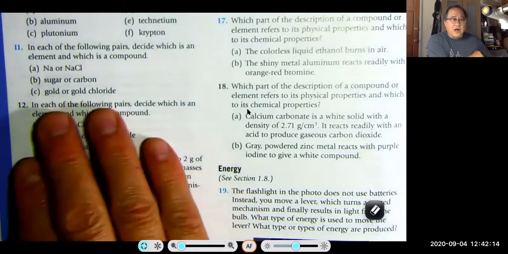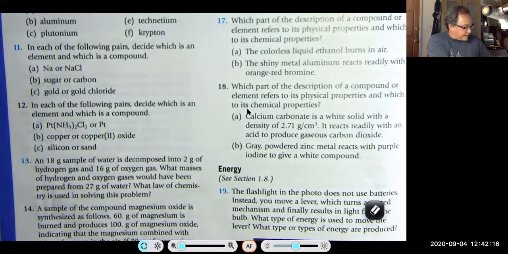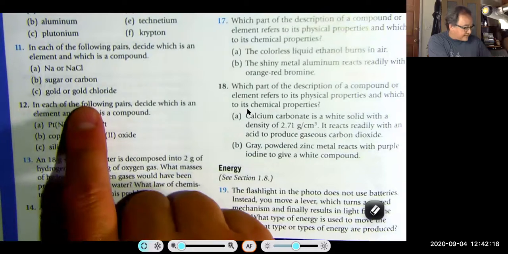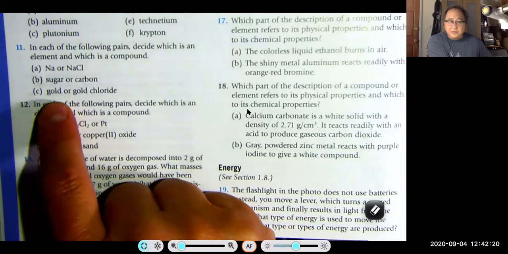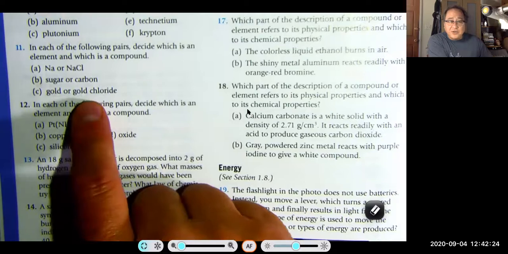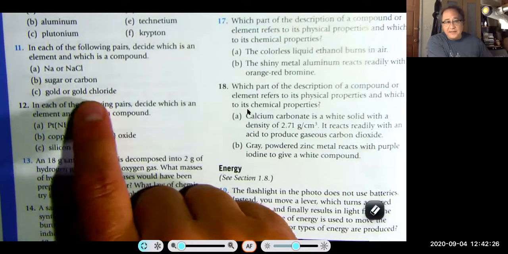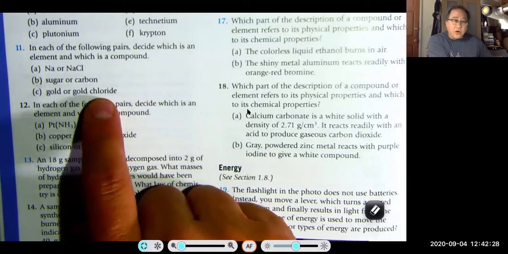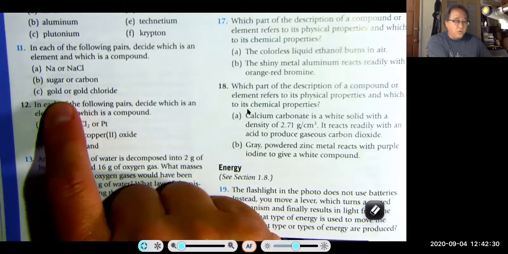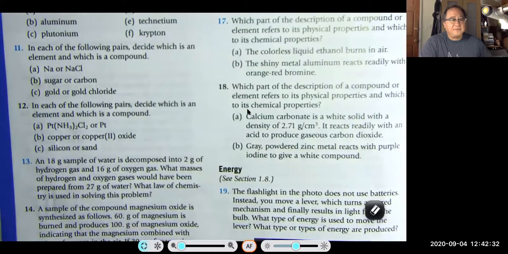Gold or gold chloride? Well, these are names. And the fact that this name only has one element in there, and this name has 2 elements in there, gold chloride, I've got to assume that gold is an element and gold chloride is a compound. Okay.